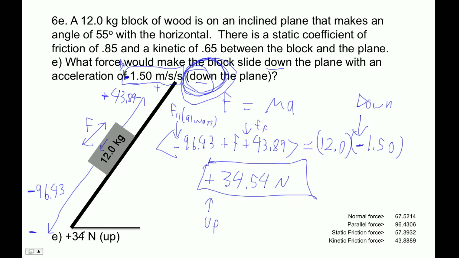Okay. Now, notice our answer there, I'd have to disagree. I'd have to say, I guess 35, right? Okay, so 35 newtons is what it should say in the answer key. There you go.